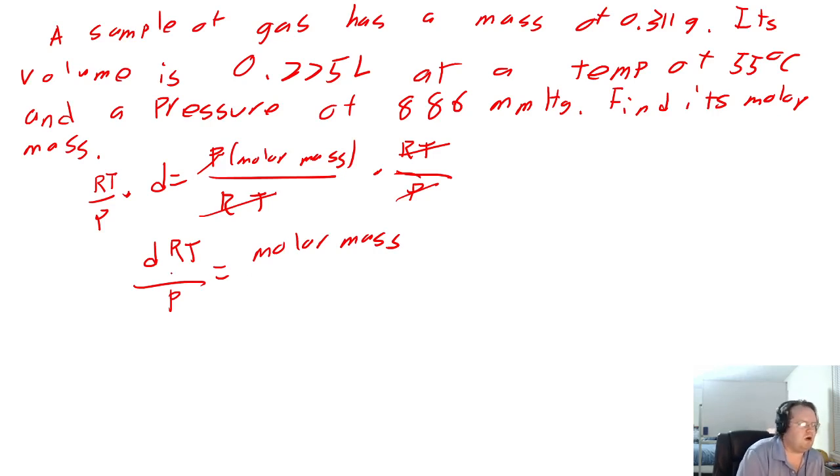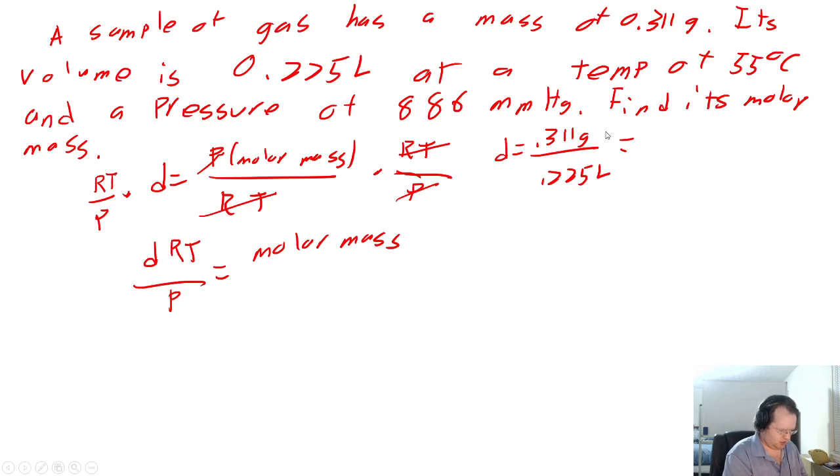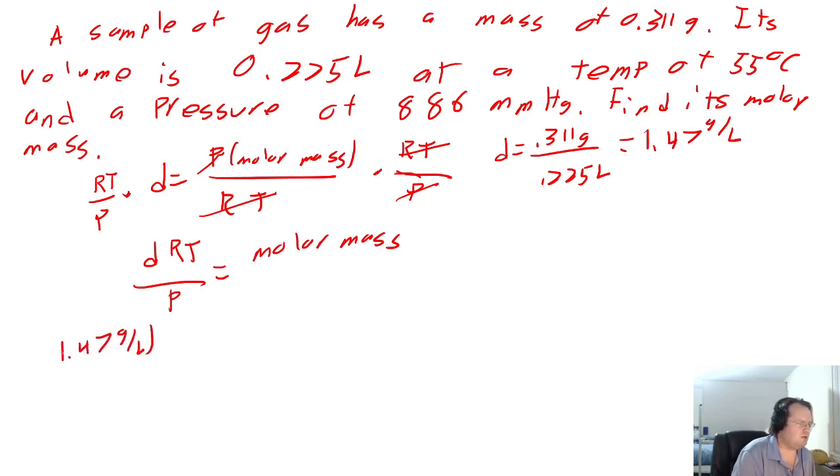So now we can plug in what we know. Let's find the density to the side. Density is 0.311 grams per 0.225 liters. So if we plug that in, divided by 0.225, I'm going to get that it has a density of 1.47 grams per liter. R is a constant, so it doesn't change. It's 0.0821 liters times atmosphere per mole Kelvin.